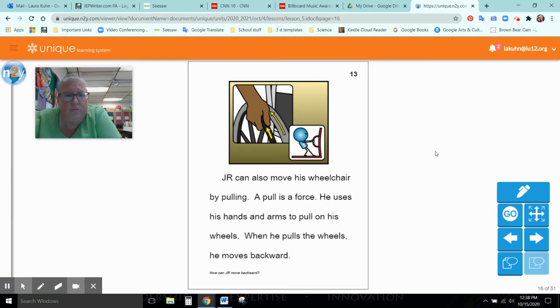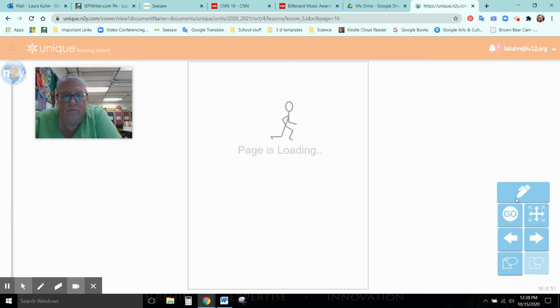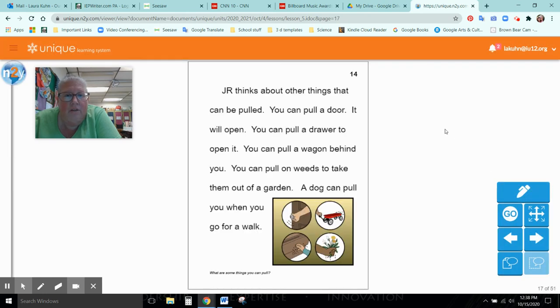JR can also move his wheelchair by pulling. A pull is a force. He uses his hands and arms to pull on his wheels. When he pulls the wheels, he moves backwards. JR thinks about things that can be pulled. You can pull a door. It will open. You can pull a drawer to open it. You can pull a wagon behind you. You can pull weeds to take them out of the garden. And a dog can pull you when you go for a walk.